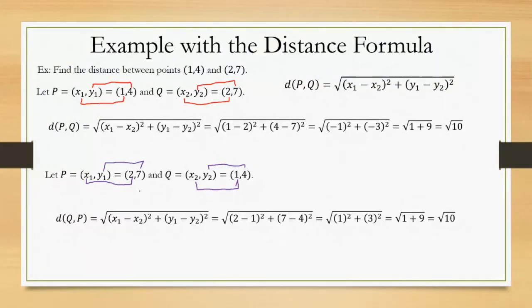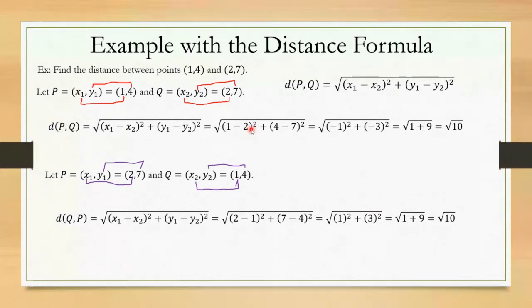Then, using the distance formula, we would have x1 minus x2 squared. That's 2 minus 1 squared. y1 minus y2, that's now going to be 7 minus 4 squared. Which is, of course, the square root of 1 squared plus 3 squared, which is the same as up here. As you can see, all that's happening is you're just interchanging the order in which you subtract the numbers. And because we're squaring, you're going to get the same answer.